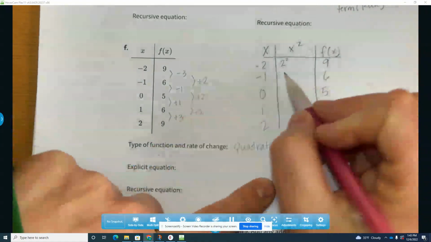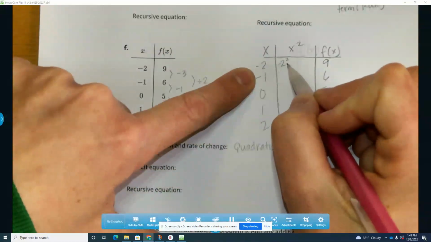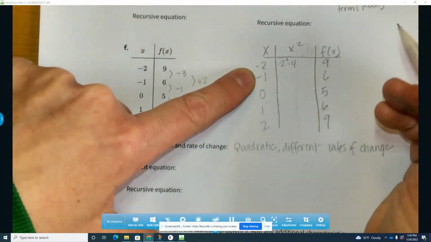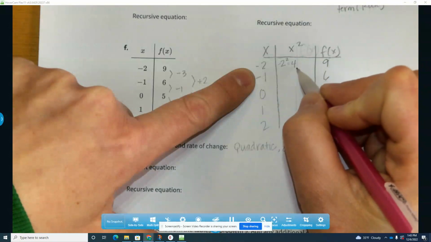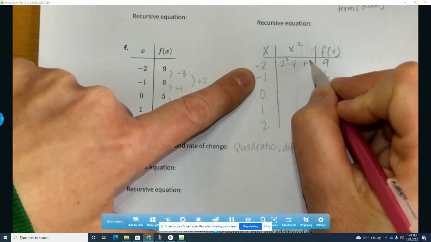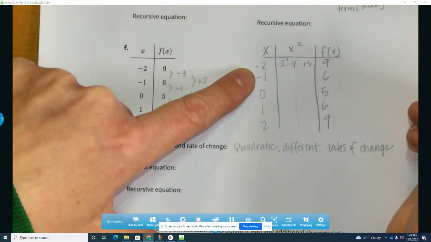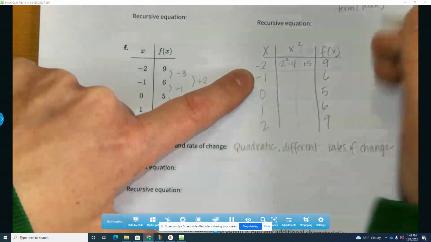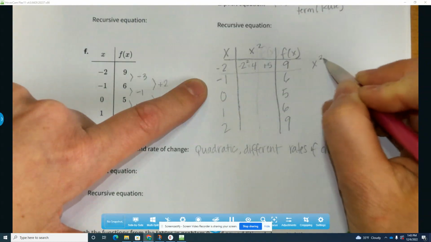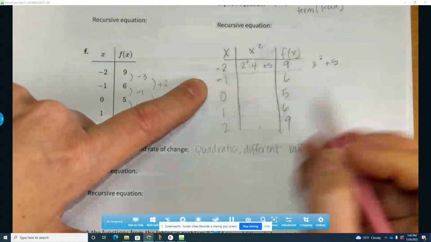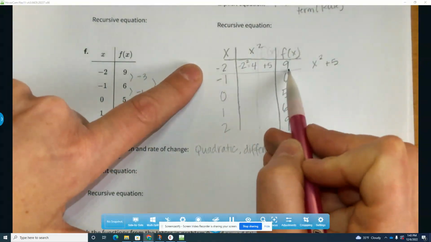Okay, so once I square my x, that gives me positive 4. To get from 4 to 9, I still have to add 5. So what I've done so far here is I took my x, I squared it, and I added 5 to get from my x to my f of x.